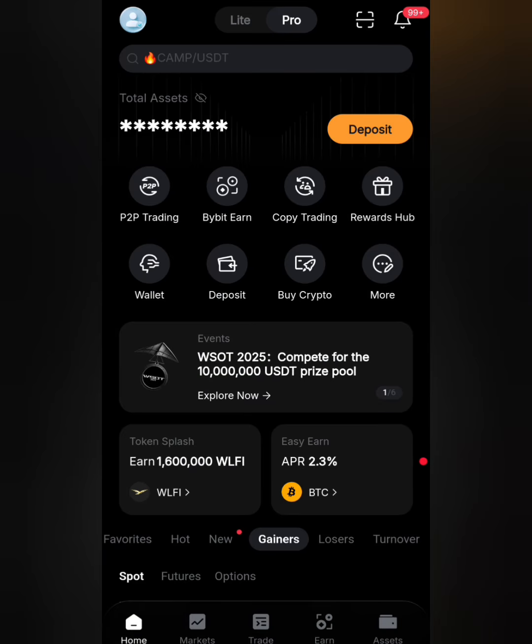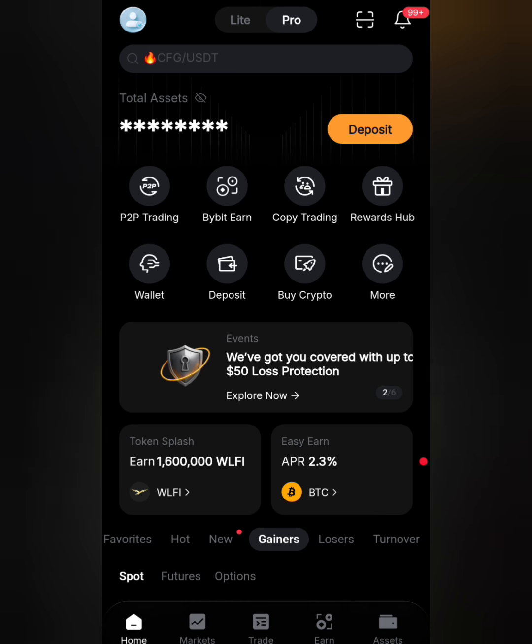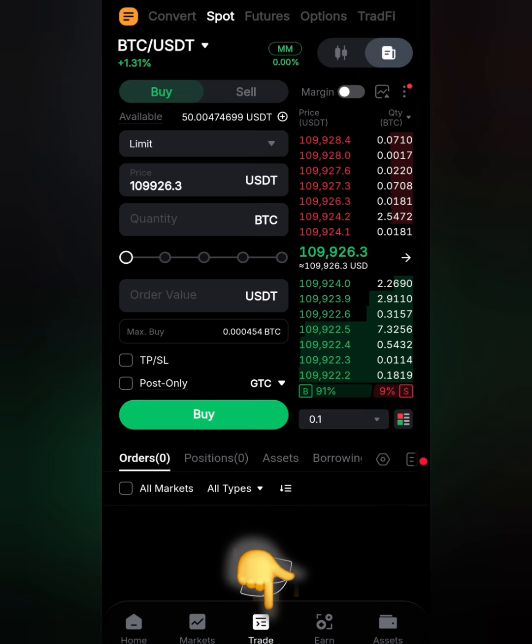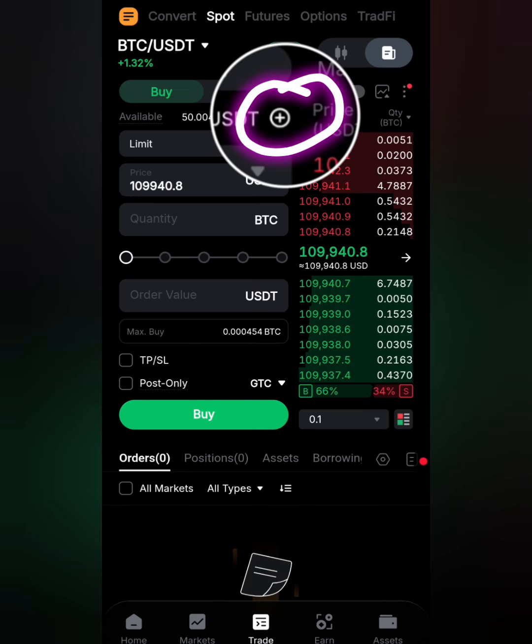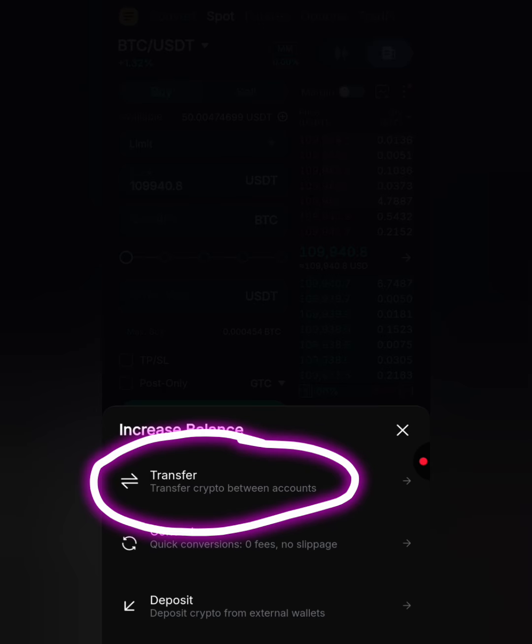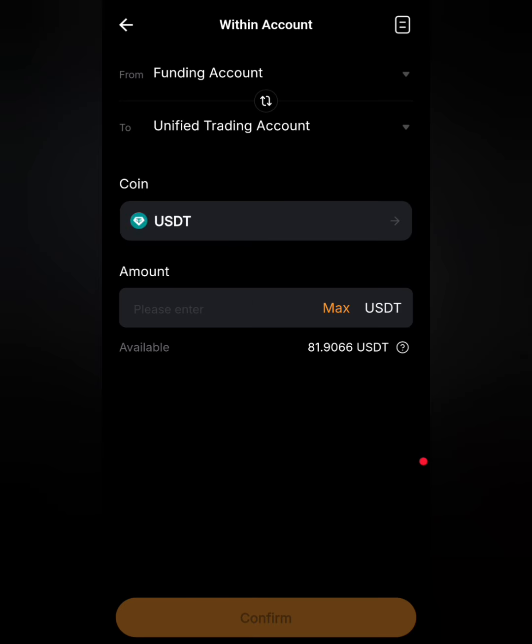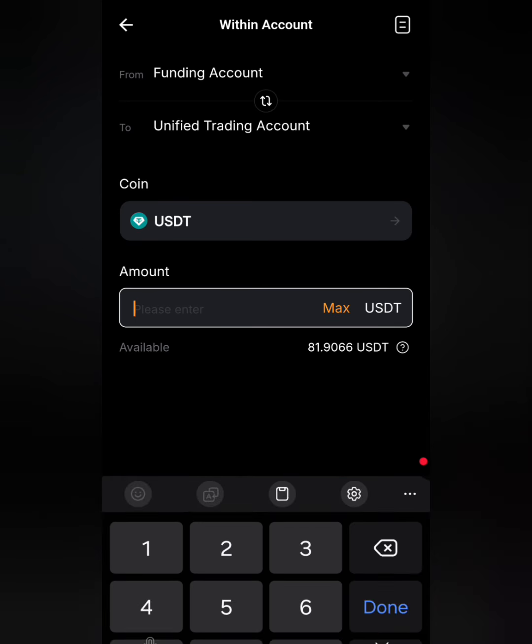Now once you fund your account, you come right here to the trade section, you click right here on the plus button, and then you click on the transfer button right here. Then you want to transfer your funds from the funding to your unified trading account.